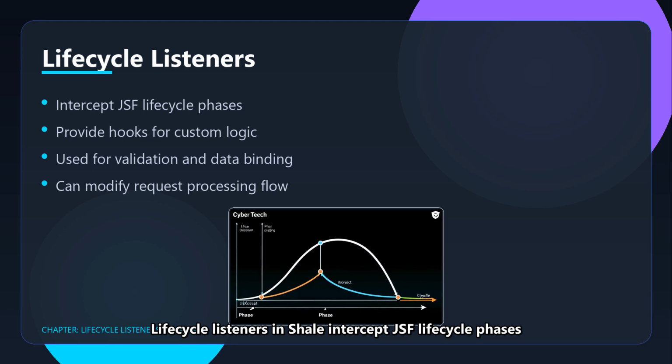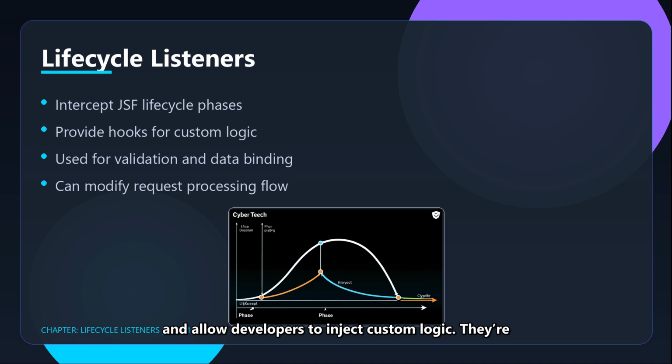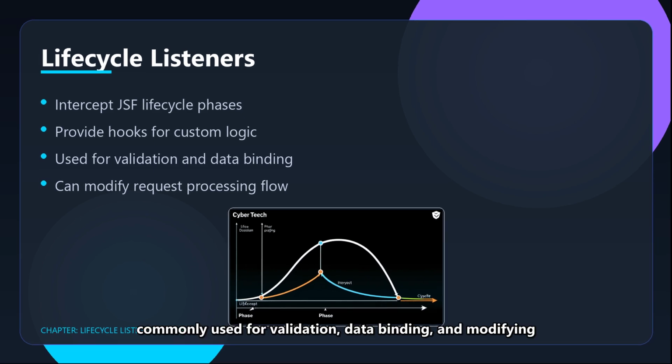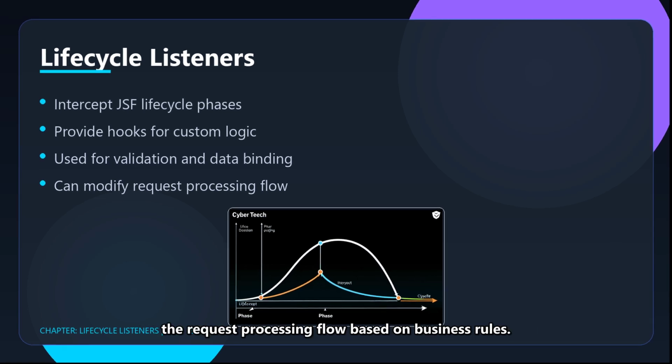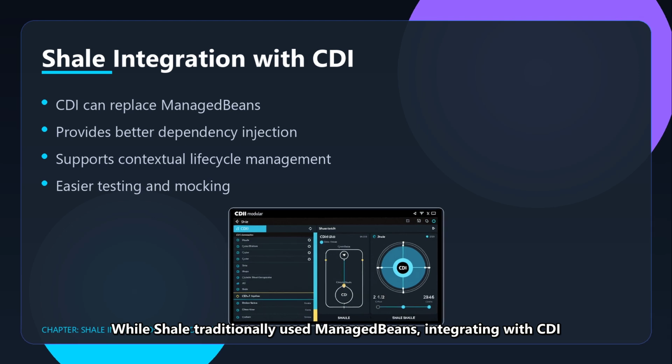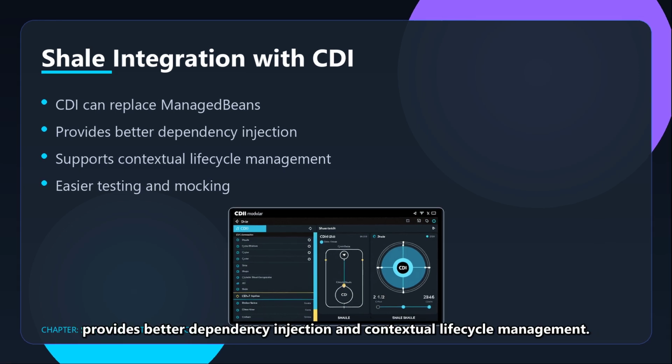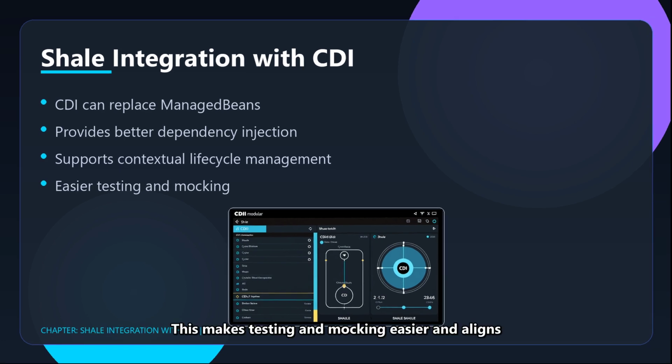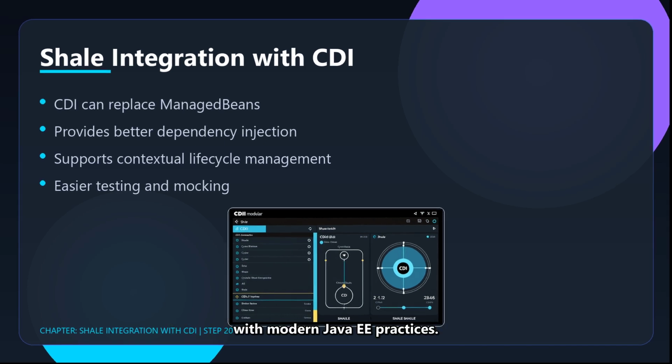Lifecycle listeners in Shale intercept JSF lifecycle phases and allow developers to inject custom logic. They're commonly used for validation, data binding, and modifying the request processing flow based on business rules. While Shale traditionally used managed beans, integrating with CDI provides better dependency injection and contextual lifecycle management. This makes testing and mocking easier and aligns with modern Java EE practices.